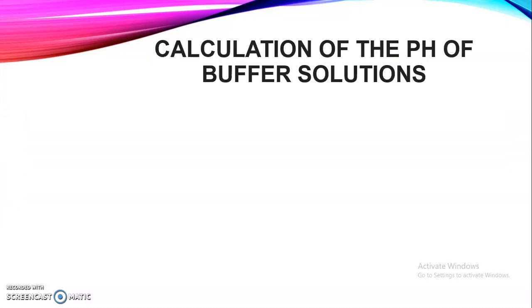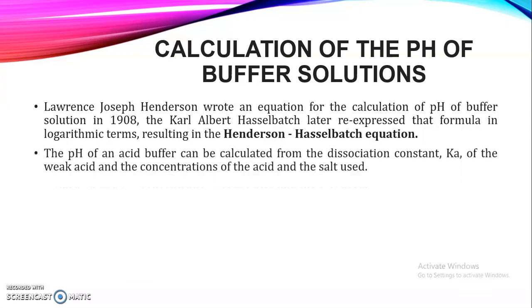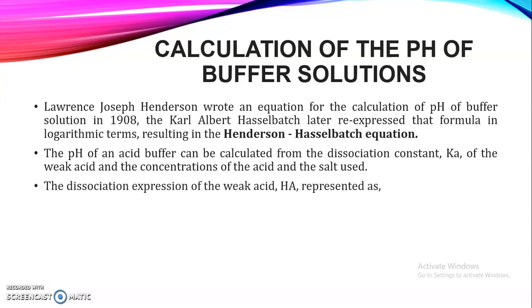First we will see the calculation of the pH of the buffer solution, which is calculated with the help of the Henderson-Hasselbalch equation. In 1908, Joseph Henderson first wrote this equation, which was modified by Hasselbalch. That's why this equation is known as the Henderson-Hasselbalch equation. The pH of an acid buffer can be calculated from the dissociation constant, that is the Ka of the weak acid, and the concentrations of the acid and the salt that is used.